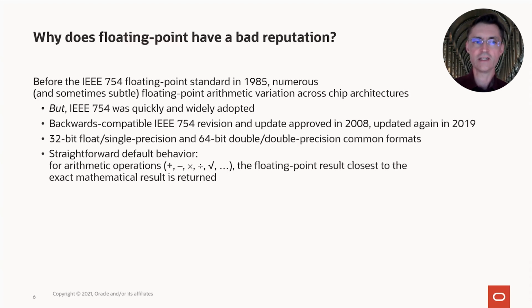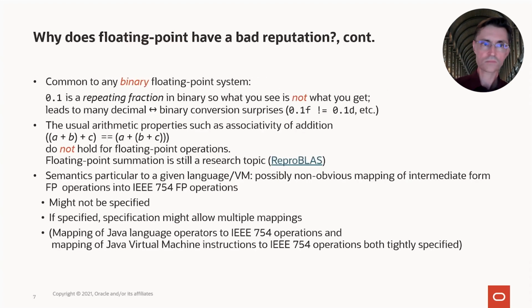It's very commonly seen. The 32-bit float and 64-bit double types we have in Java correspond to formats defined in the standard. And there's a very straightforward default behavior. For the arithmetic operations, the floating point result closest to the exact mathematical result is the one that's returned.